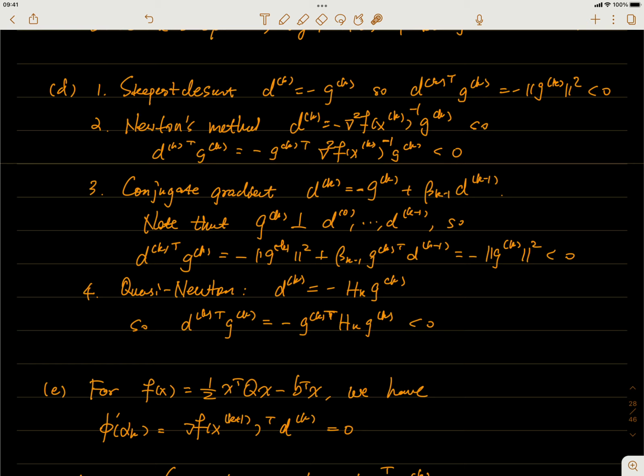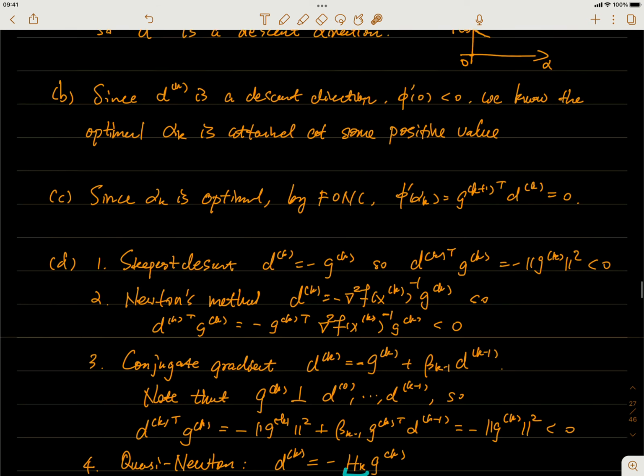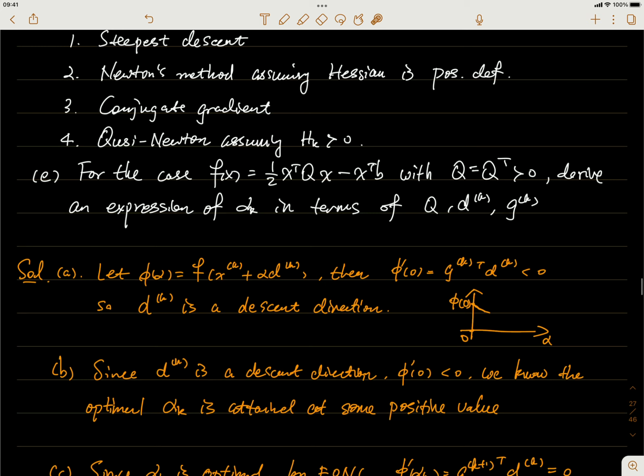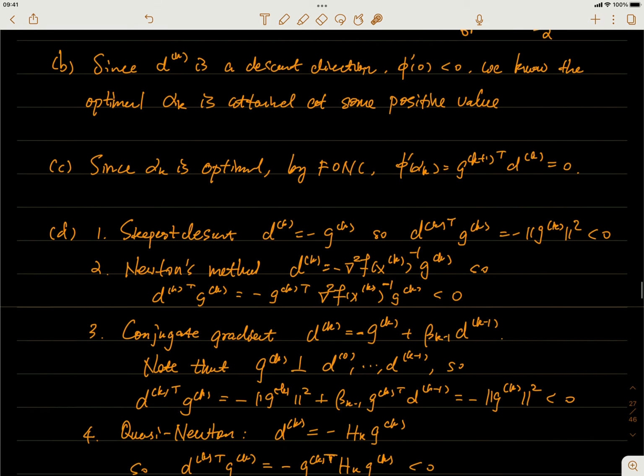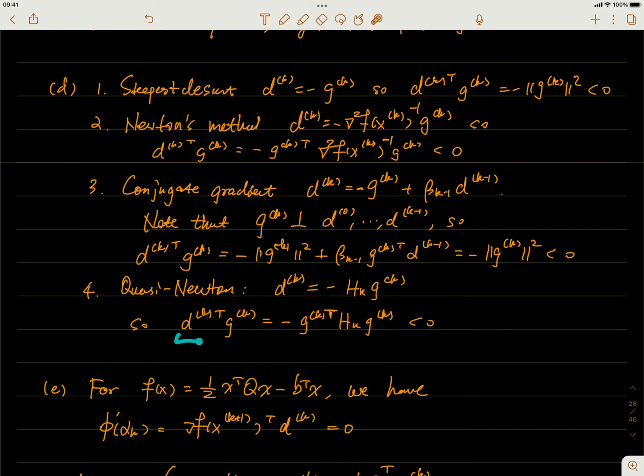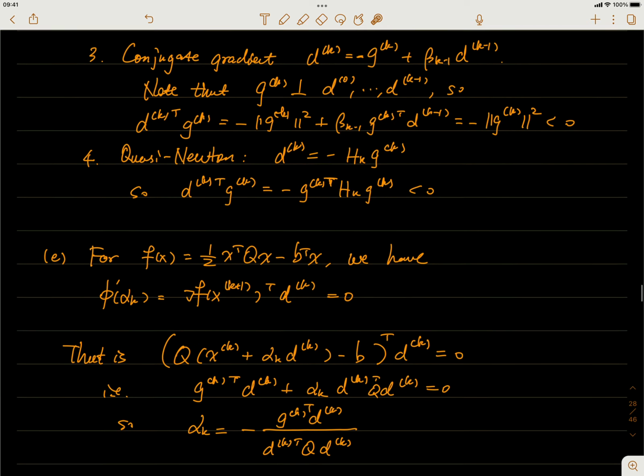For the quasi-Newton method, we set d_k to be negative H_k g_k. So in this case, because H_k is positive definite, we will assume that it's positive definite, so that the inner product of d_k and g_k is equal to this. And again, because of the positive definiteness of H_k and g_k being non-zero, this is less than 0.